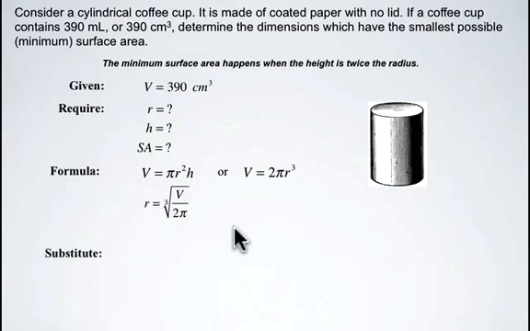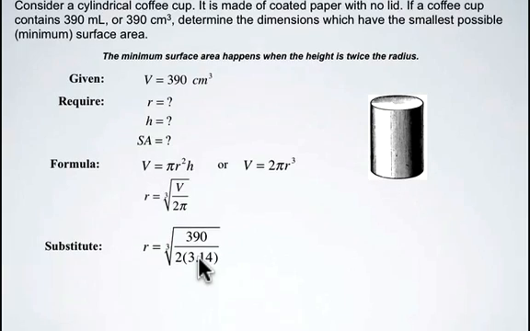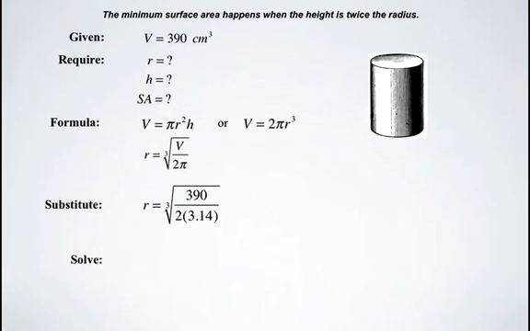Now let's substitute in some values that we know. We know that the volume is fixed at 390 centimeters cubed, so we've subbed that in as the numerator underneath the radical sign, or the cubed root sign in this case. And we've got 2 in the denominator times pi, and we'll use 3.14 as the value of pi. We'll go ahead and solve this.